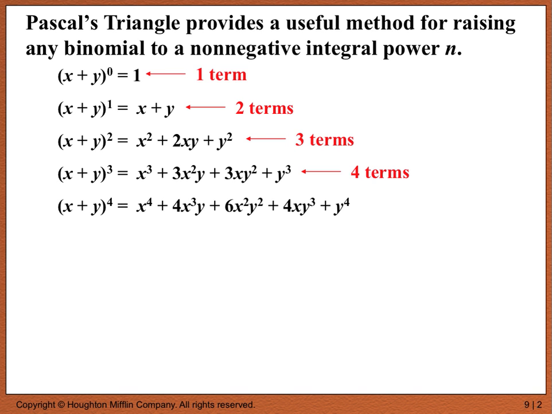Alright, you should have come up with this. X plus y to the fourth power equals x to the fourth plus 4x cubed y plus 6x squared y squared plus 4xy cubed plus y to the fourth. And that has five terms. Again, we're going to see in a little bit why we're telling how many terms, because we're going to recognize a pattern. But for now, let's just put this lesson in a context.